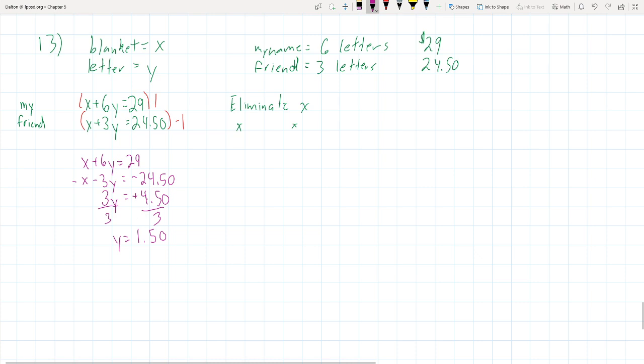And if you had to use a calculator right here, that's totally fine. The way I look at it is there's a 45 there and 15 in there. So, all right. Now we're going to plug that into one of the original equations. Doesn't really matter which equation you plug it into. So I'm going to go x plus 6 times 1.50 equals 29.